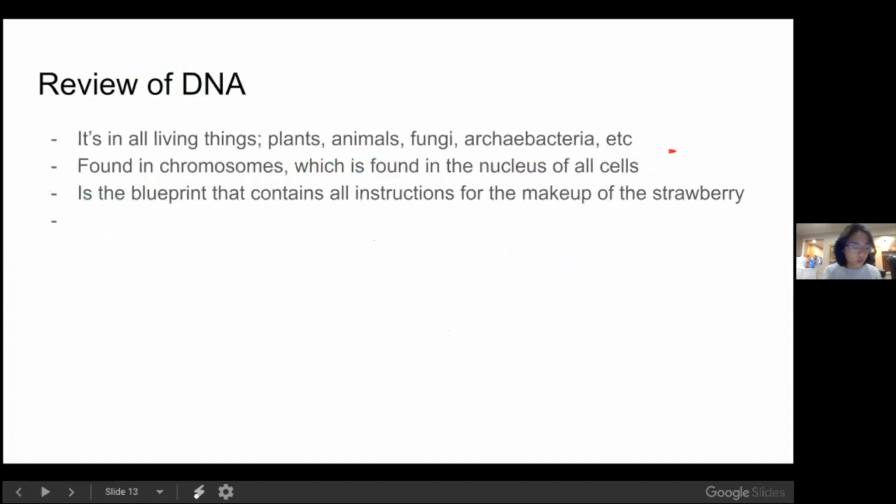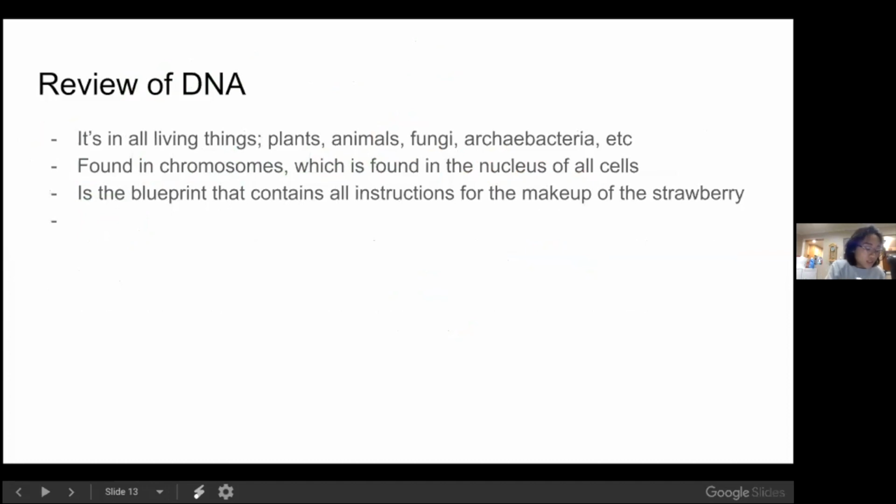So let's just quickly review DNA since we did get to take a look at it earlier today in that video. DNA is in all living things and things that were recently deceased. In plants and animals, fungi, and all the different kingdoms and domains that we covered, all of those organisms have DNA, even archaebacteria and eubacteria.